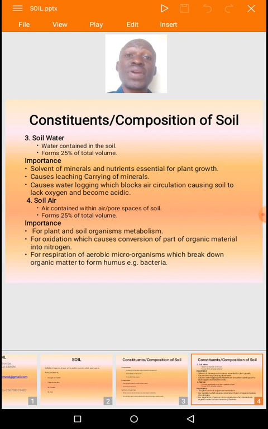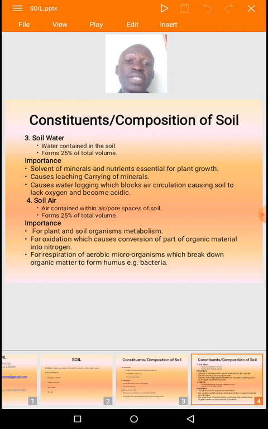Then we have soil air. Soil contains air within its pores. There are spaces in between the soil particles. Within these spaces, there is air, and it accounts for 25%. And what is the importance of this air?